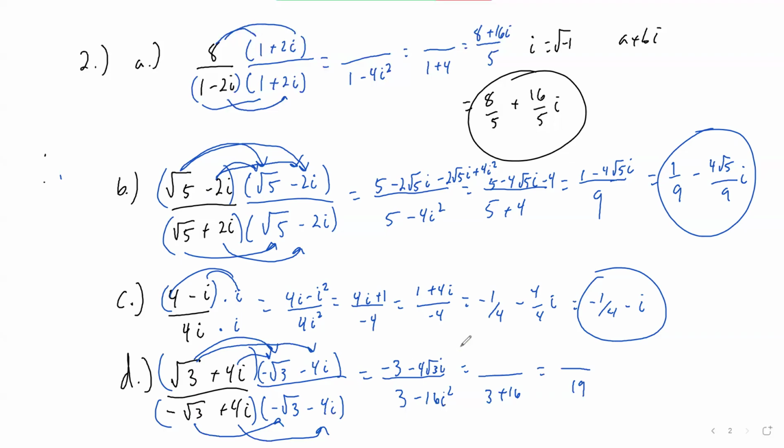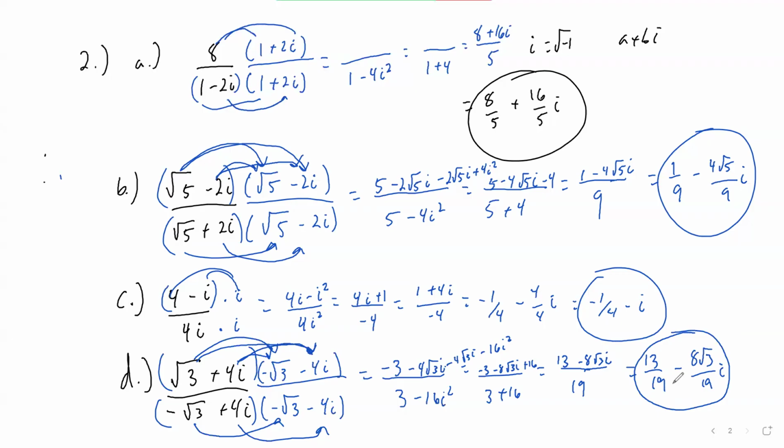4i times negative square root of 3, again, would give me negative 4 square root of 3i. And then 4i times negative 4i is negative 16i squared. So this becomes negative 3 minus 8 square root of 3i. Changes the sign, so it becomes plus 16. But negative 3 plus 16 is 13 minus 8 square root of 3i. And then we separate those, so it becomes 13/19 minus 8 square root of 3 over 19i. That's about as complicated as it can get.